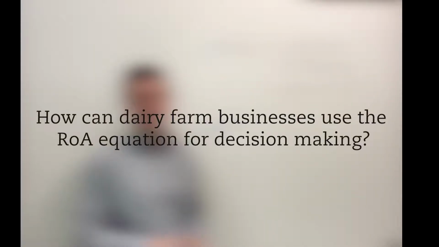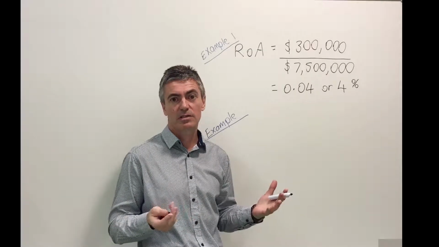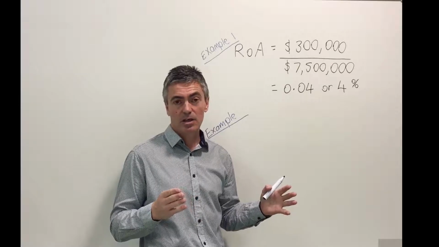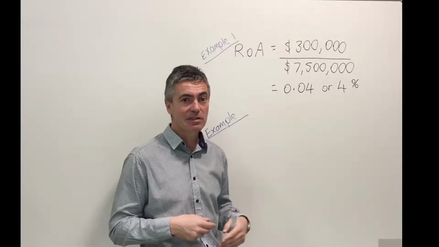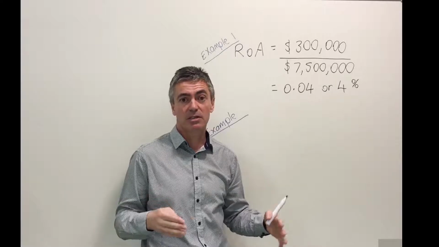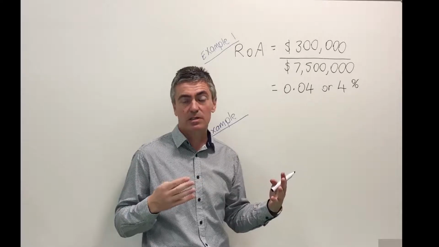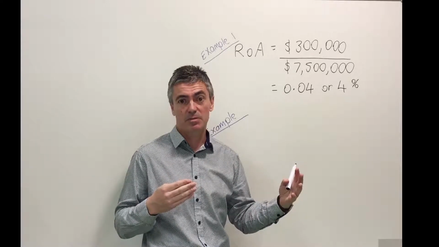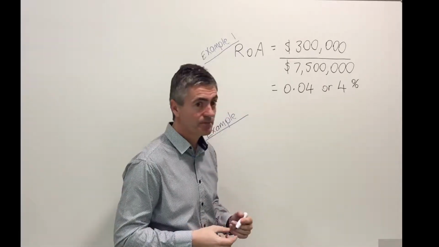What are ways that dairy farm businesses can use the return on asset equation for their decision making? Okay, let's say you were looking to purchase this farm business and you assessed the operating profit level that has been generated previously, and the 300,000 is, there's not much potential to lift that, so it's really operating at an optimum level. Let's also say that your target return on assets is 6%. That's your hurdle rate of return that you want to achieve.